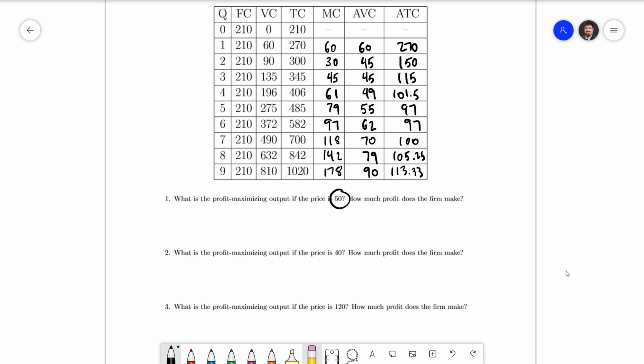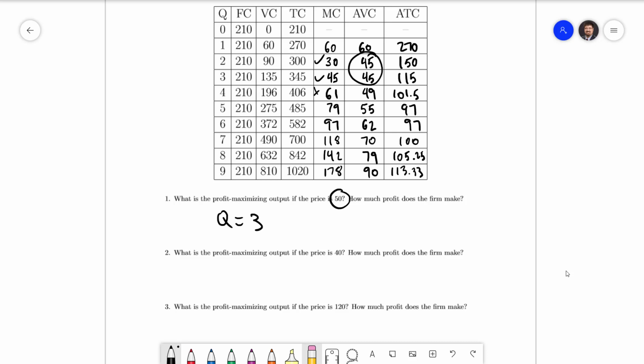For the first one, our price is 50. The minimum of the AVC is 45, which we can see right here. So we're not going to want to shut down. How much output should we produce? We're going to compare our price to the marginal cost. Initially, the marginal cost is going down, so we generally want to start at the minimum point of the marginal cost. 50 is lower than 60, but then we see the marginal cost going down, so we're just going to skip ahead. 50 is greater than 30. 50 is greater than 45, but it's not greater than 61. So we're going to stop at a quantity of 3.